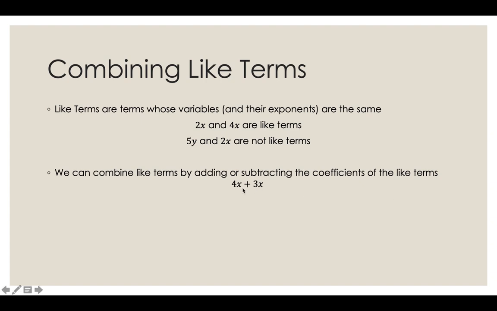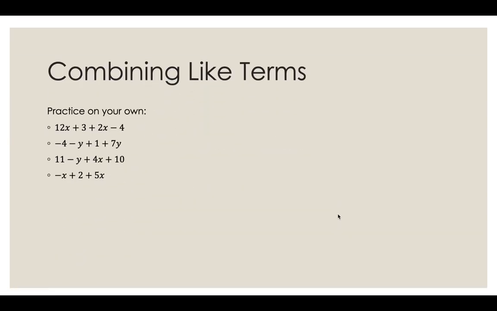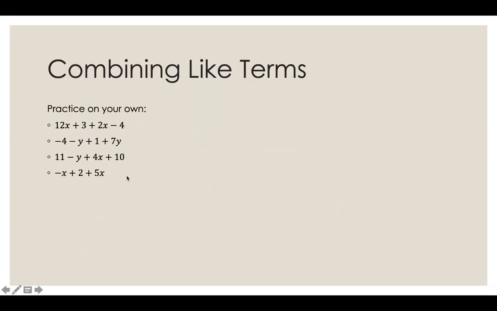So here we can see we have 4x + 3x. We know that these two terms are like terms because they have the same variable x. The coefficient of these terms are positive 4 and positive 3, so we can add them. So here we add 4x + 3x and we get 7x. Here are some exercises you can try on your own to practice combining like terms.